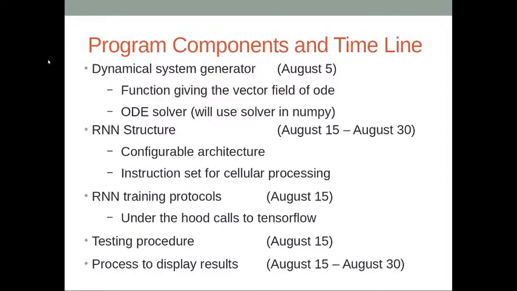This next slide shows the components of the program and the timeline that we set during the initial proposal. The components include a dynamical system generator, an RNN structure, RNN training protocols, testing procedure, and a process to display results. Next, we'll go ahead and review each one of these components individually and see what their current status of development is.